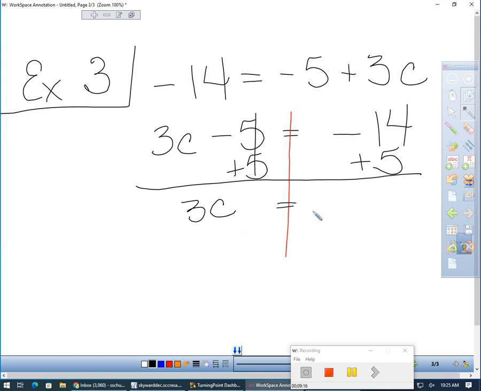Equals. Good. And, of course, what is our last step? Divide. And we're going to divide by the coefficient on c. So we divide by 3. Whatever I do to this side, I have to do to this side. C equals? Beautiful.